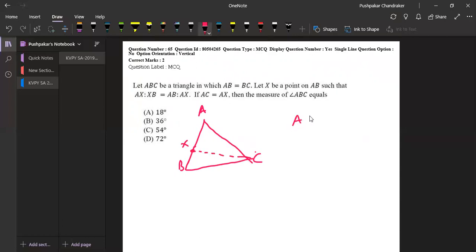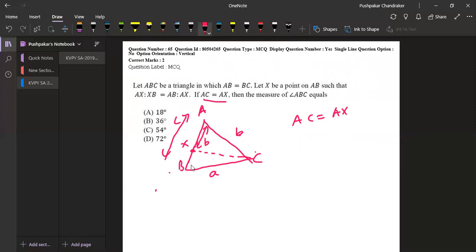So they give AC equals AX. First we'll write this as small a, this as small b, and this total as my small c, as per the convention of a triangle. Side opposite to vertex A is small a, side opposite to vertex B is small b, and so on. What is given? AC is AX, so this length is nothing but b.